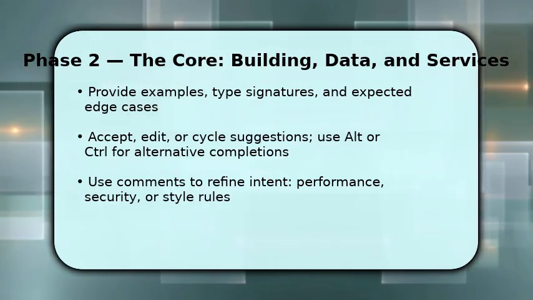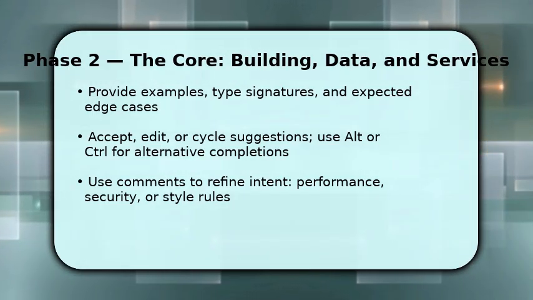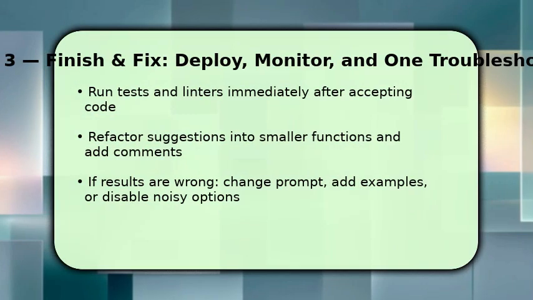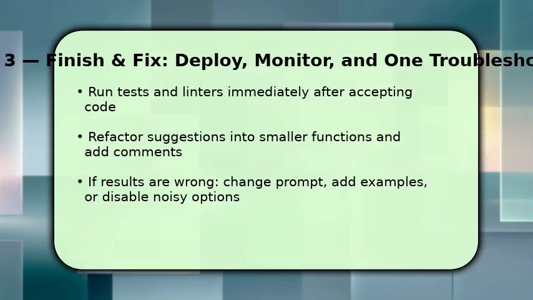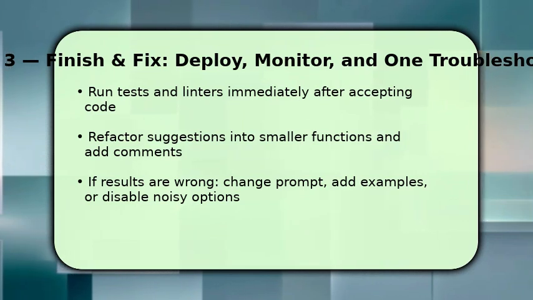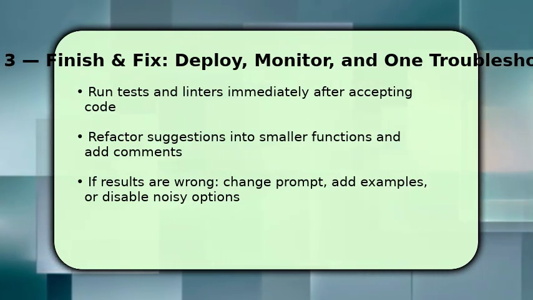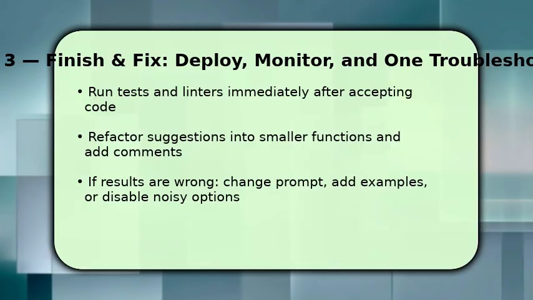To complete a feature, run unit tests and a linter right away, because passing tests prove the suggestion works. Then refactor any Copilot output into clear, small functions and add documentation comments so future you understands intent.